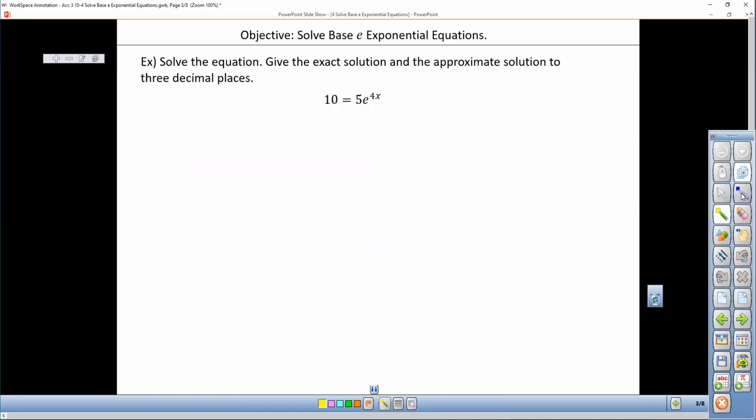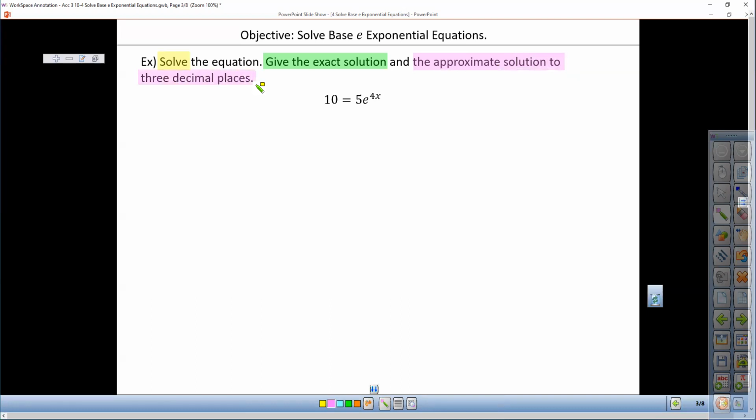Okay, here we go. So we will solve each of these equations using our procedure. Notice it says we want to give the exact solution, which means there's no calculator required. And we'll also give the approximate solution to 3 decimal places, for which we will use a calculator.